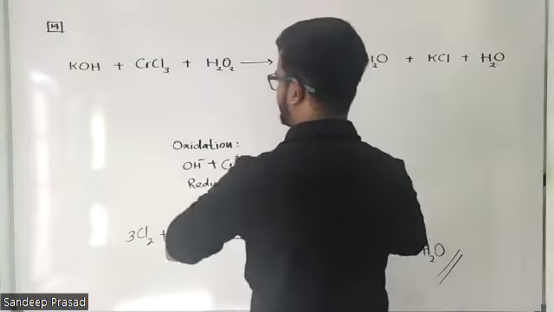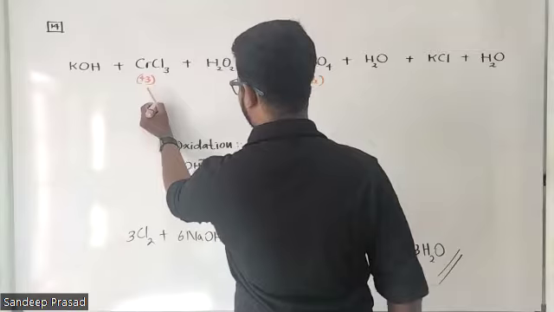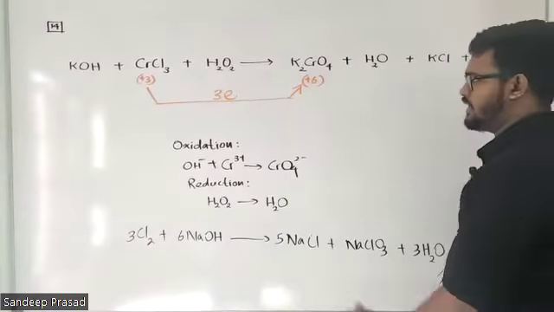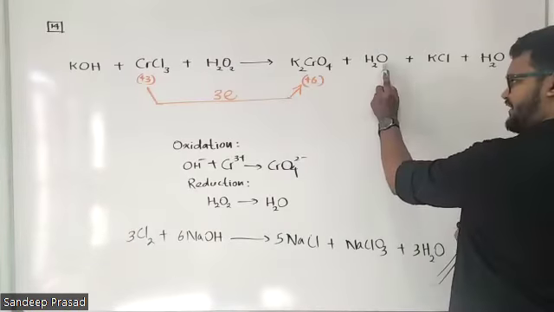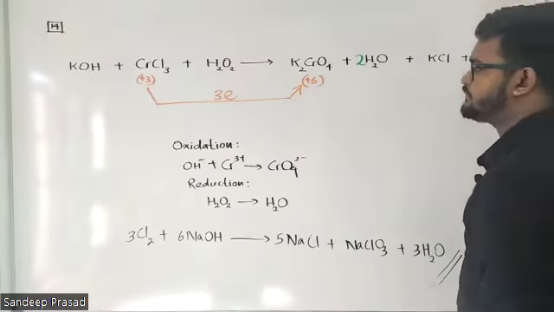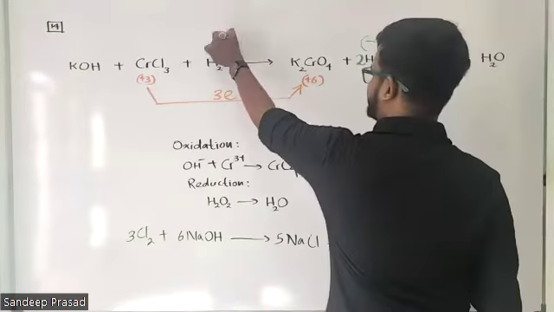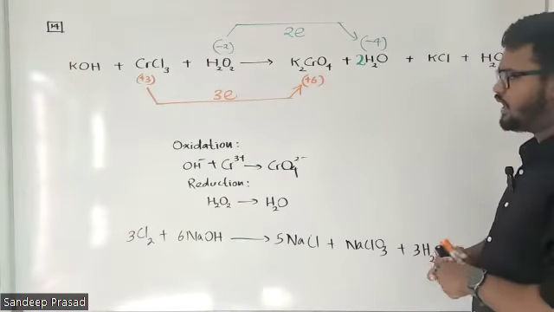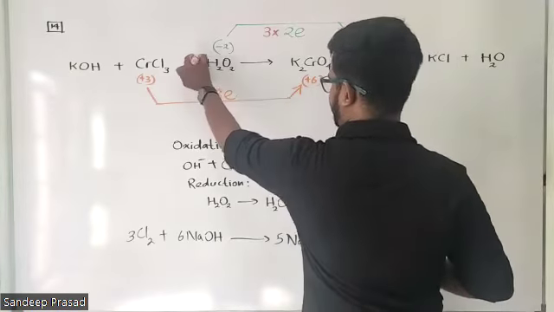You can see that chromium's oxidation number here is +3. Here chromium's oxidation number is +6. +3 to +6, the increment is 3 electrons. And in hydrogen peroxide, there are 2 oxygen atoms, and here we have only 1 oxygen atom. Then we have to equalize the atoms that are changing their oxidation states. So here the oxidation number summation is -2, and here -4. -2 to -4, decrement is 2. Then you can multiply this one by 3. That means you are going to multiply the reduction reaction by 3.